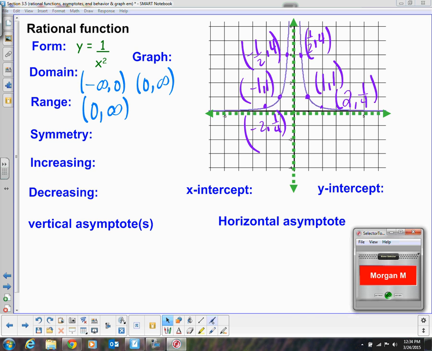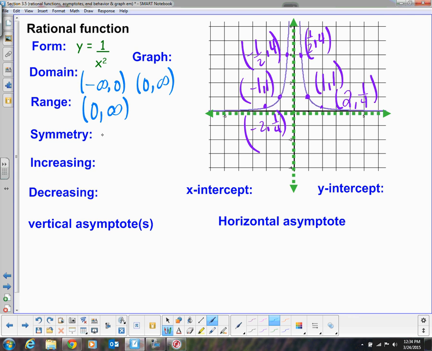All right, I need symmetry. What is my symmetry, Morgan M? No, it's not. Symmetric with respect to? The horizontal. No. Your hands went in the right direction. What axis are you going to fold it on? The y. There you go, y-axis.